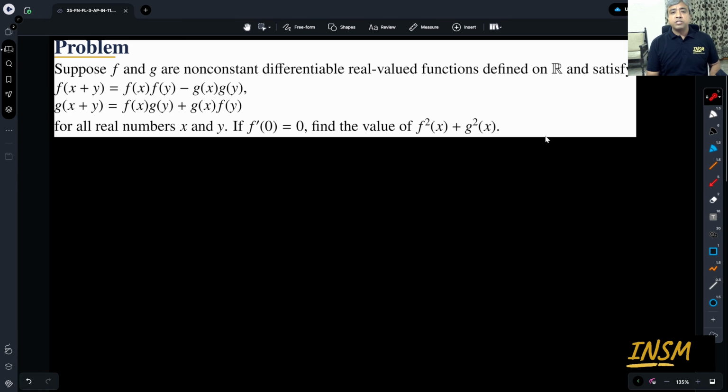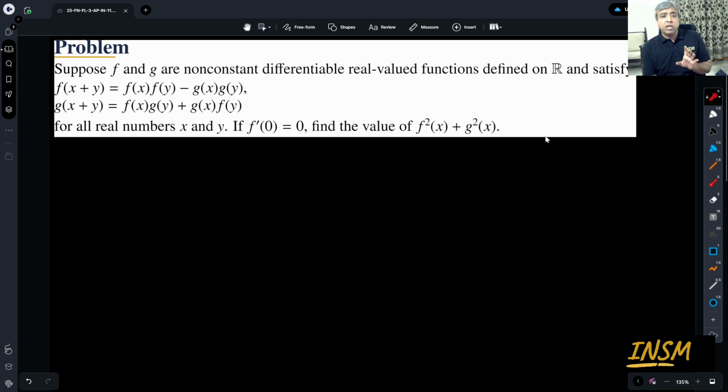Hello everyone, it's Samir here, and today we will look at an Olympiad preparation problem. This is an old Putnam problem from the US. We will see how to handle functional equations involving two different functions from this problem.